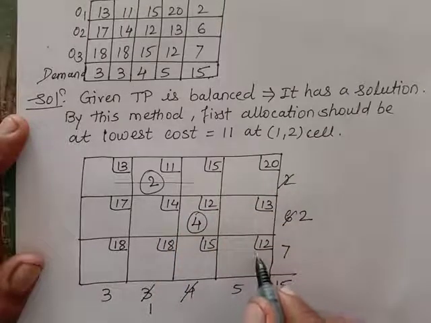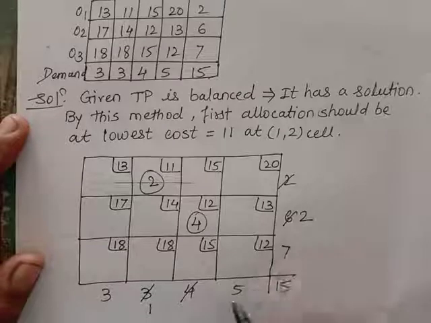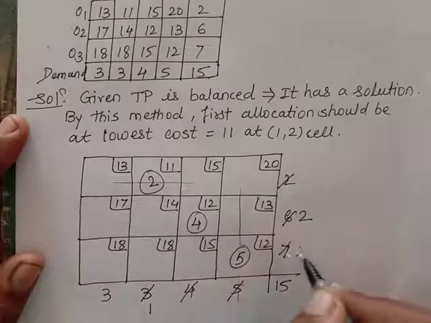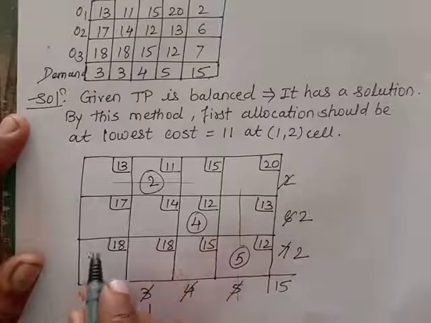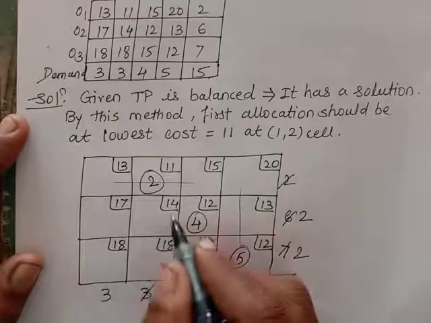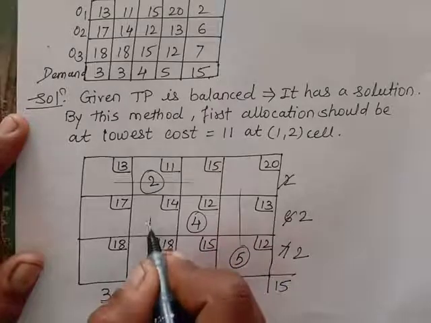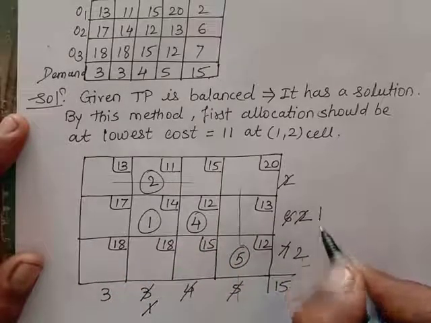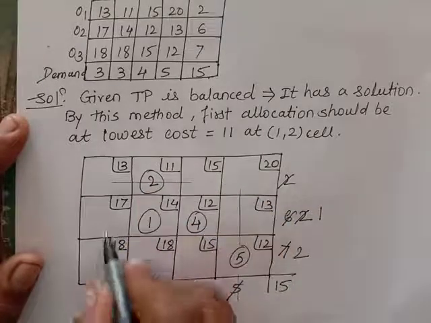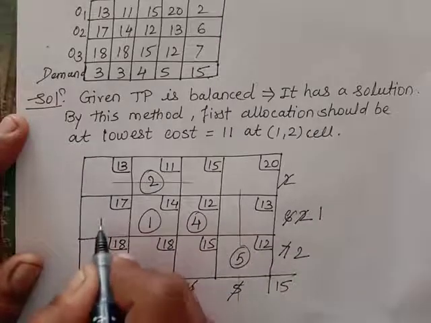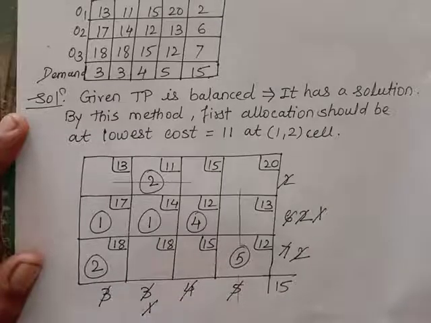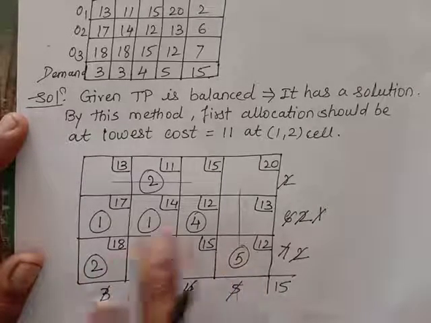Fine. Now the next allocation should be at this 12. Now here minimum is what? 7 and 5. So minimum is 5. So this column is satisfied. Here 2 will be left. Now only these 4 cells are left. So what is the minimum among these? It will be 14. So minimum of 2 and 1 will be 1. So here our allocation is 1. 1 is left. Fine. Now this column is satisfied. Only these 2 are left. So here we should do the allocation 1 and here the allocation 2. Due to that these get satisfied. So how many allocations? 1, 2, 3, 4, 5 and 6.